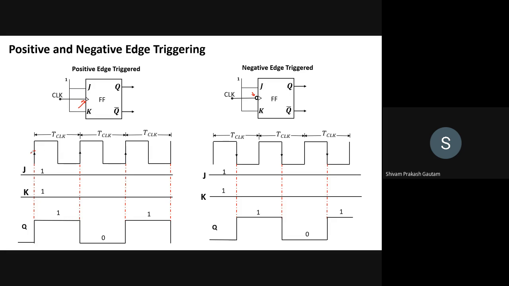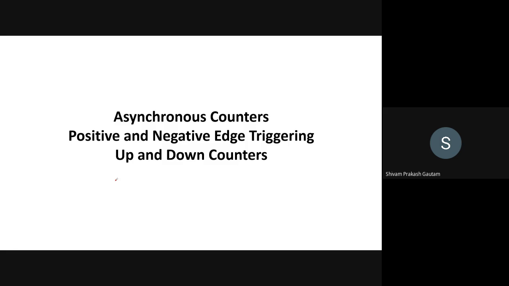Positive edge means when the clock is going from 0 to 1, we say it is positive edge triggering. When the clock is going from 1 to 0, we say it is negative edge triggering, right? So these are all things we have covered. I just thought that I should also provide you the slides.